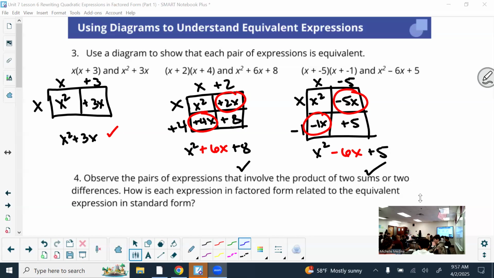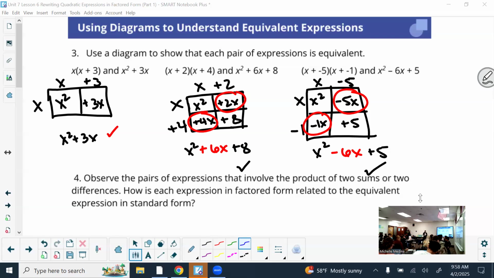Now, this next part, we're just going to make an observation. When you are multiplying these binomials, it says product of 2 sums. This is the product of 2 sums, and this is the product of 2 differences. Do you see any patterns that you might notice?